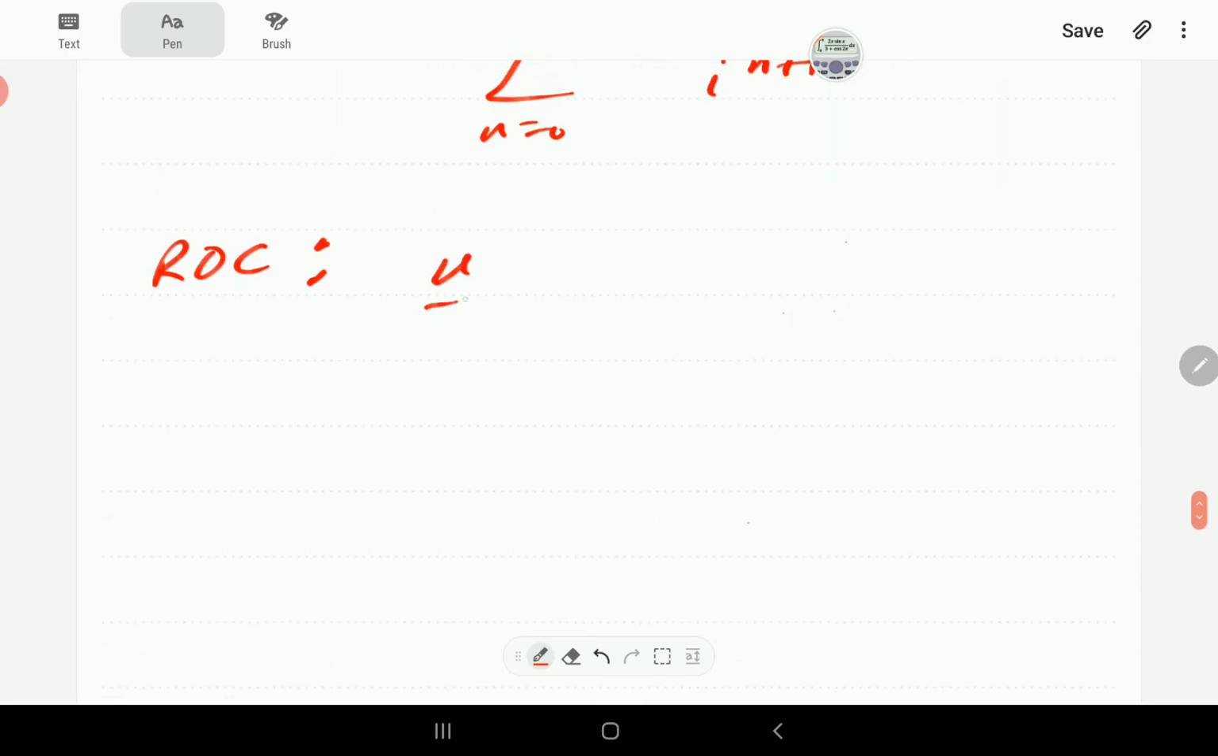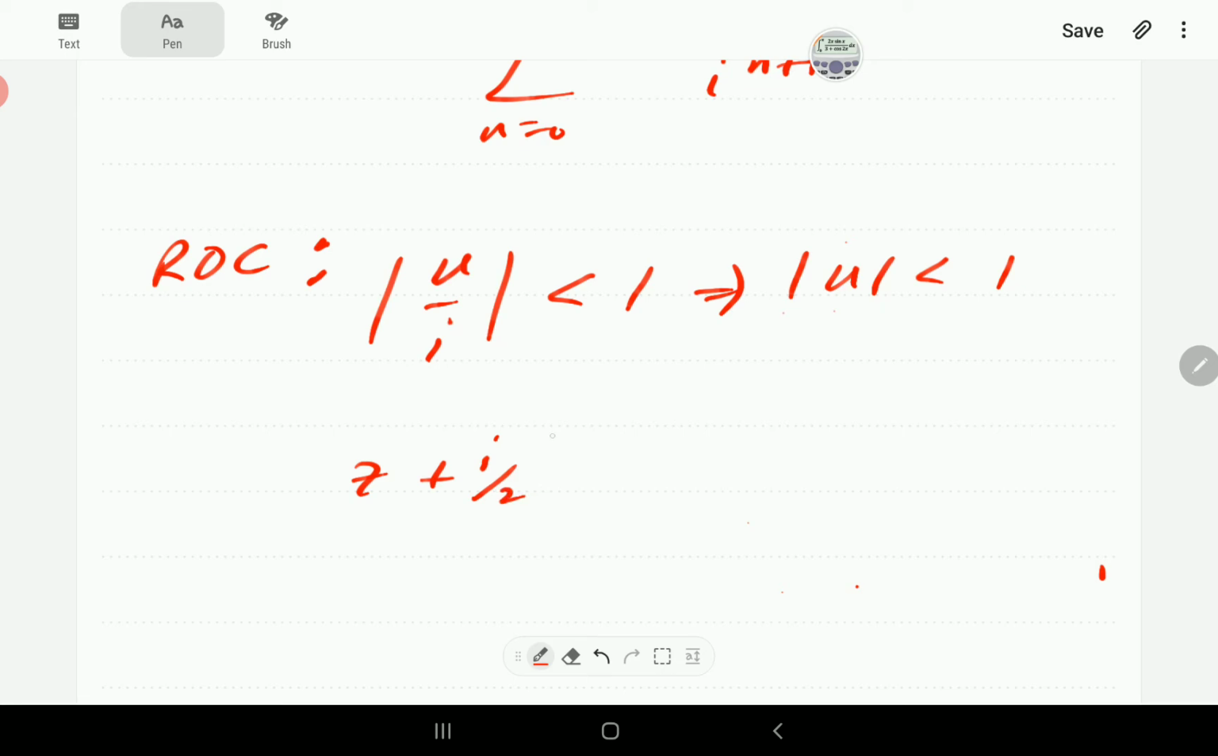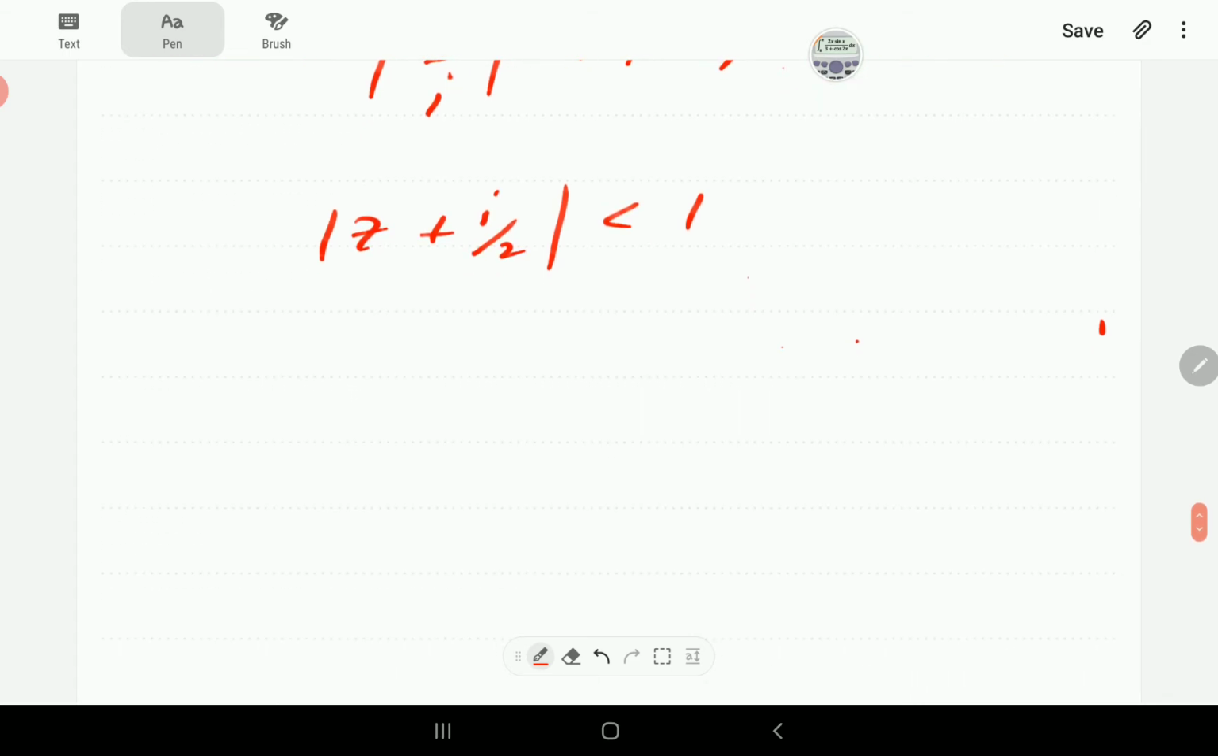So we have got the magnitude of u over i is less than 1. The magnitude of i is 1. So this is simply the magnitude of u is less than 1. In terms of z, u is z plus i/2. So this is a disk of radius 1. It is centered at negative i/2.